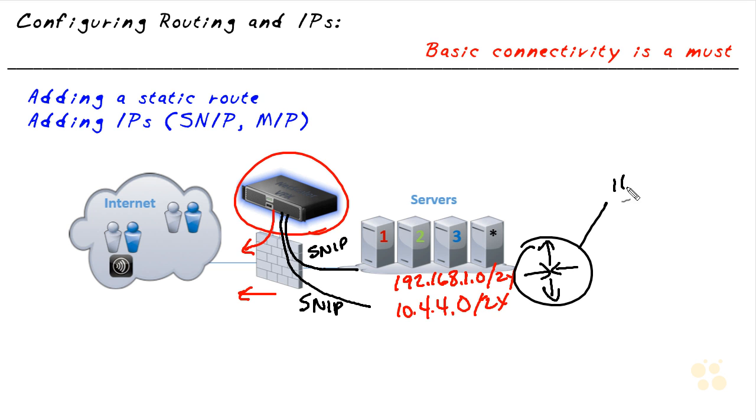For example, let's say the 10.6.6.0 network. So maybe this is router number 1, and maybe router 1 is directly connected to this 192.168.1 network, and its IP address is .11. Well, maybe the NetScaler doesn't ever need to forward a packet over to 10.6.6.